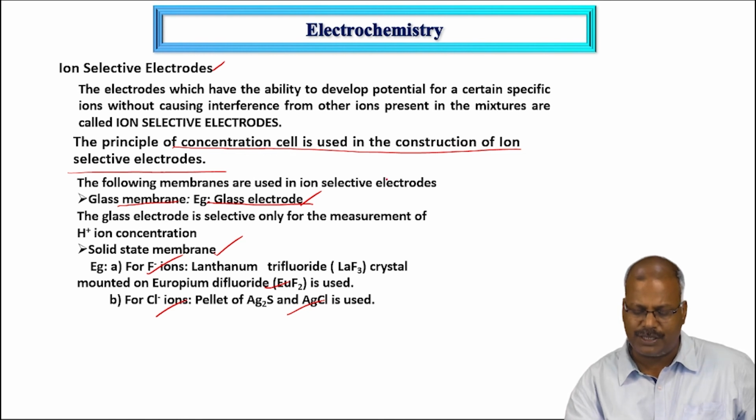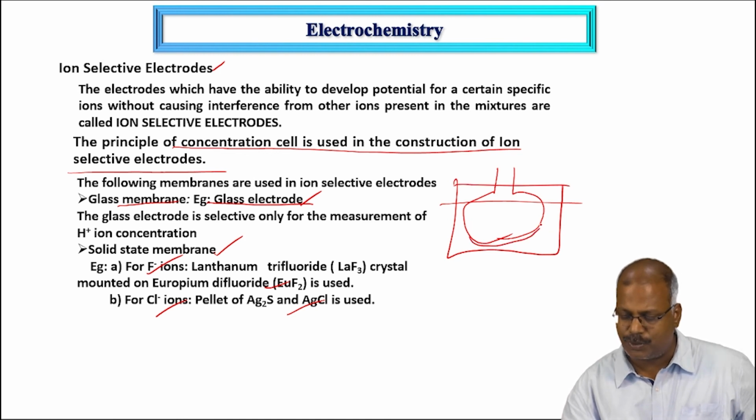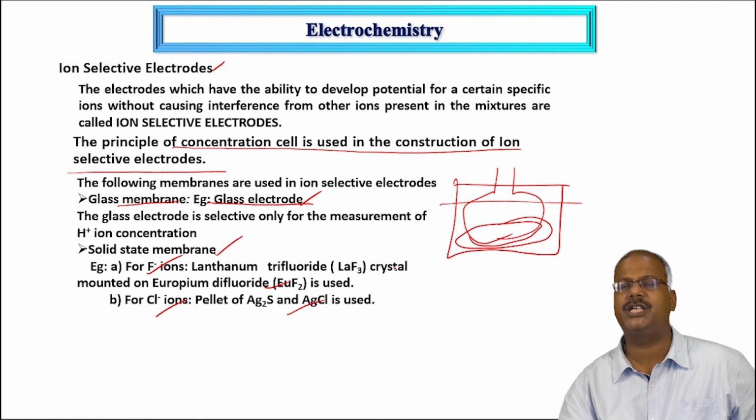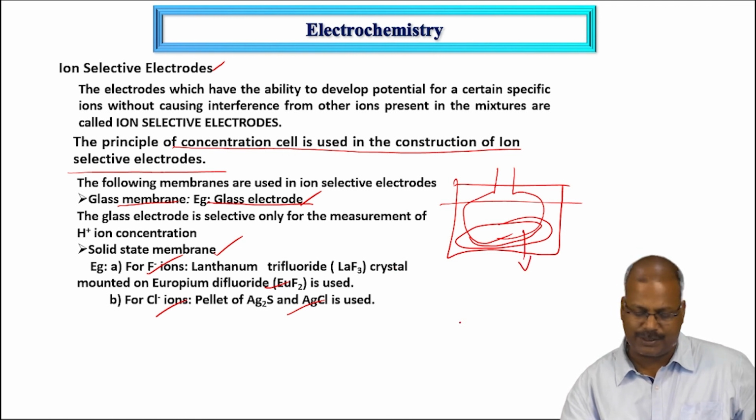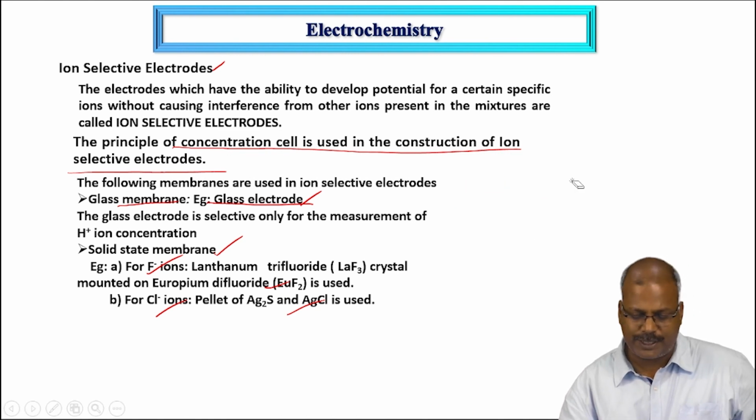The following membranes are used in the ion selective electrode. Glass membrane: as I told, there will be a glass bulb like that, which will be immersed into the pH solution to know the value of pH. This portion is made up of special membranes. That is how it finds the selectiveness for H plus ion.